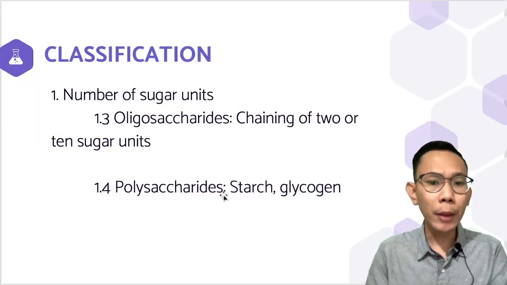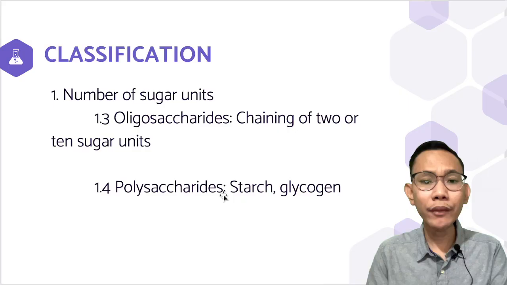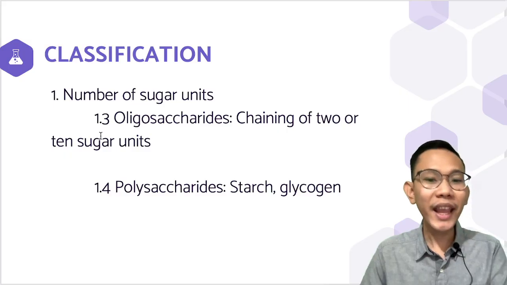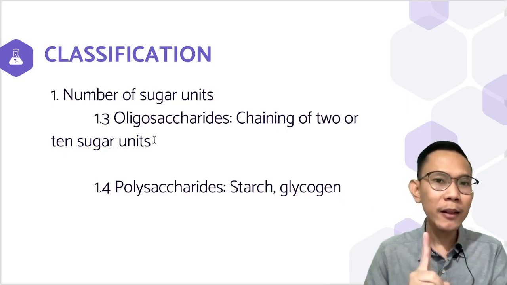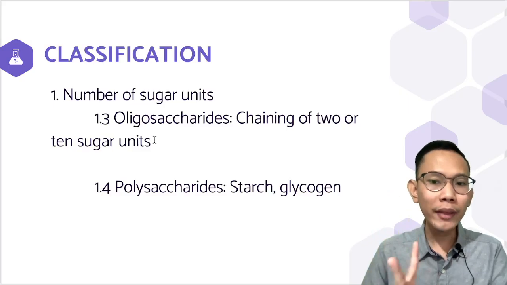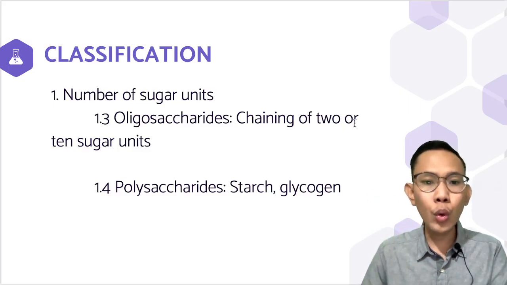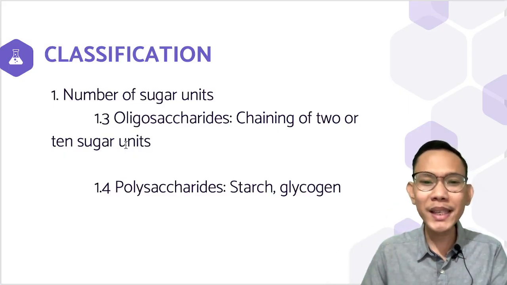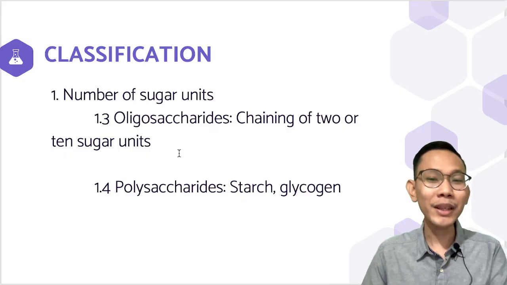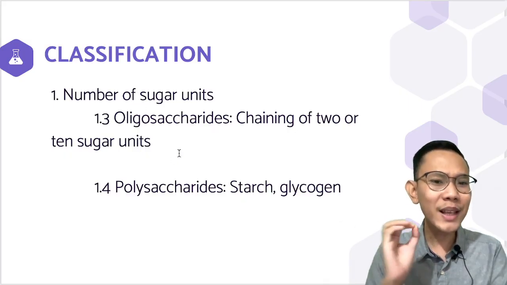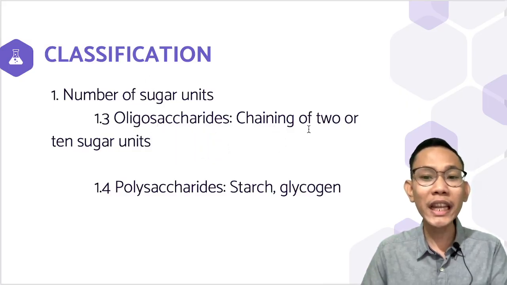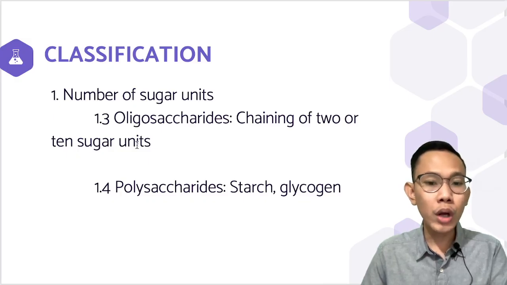So again, number of sugar units. Number 3, we have your oligosaccharide: a chain of 2 to 10 sugar units. So one is monosaccharide. Two is disaccharide. 2 to 10 sugar units is oligosaccharide. Therefore, your disaccharide is basically an oligosaccharide. Please do not confuse this. Your disaccharide belongs to oligosaccharides because oligosaccharides are a chain of 2 to 10 sugar units.